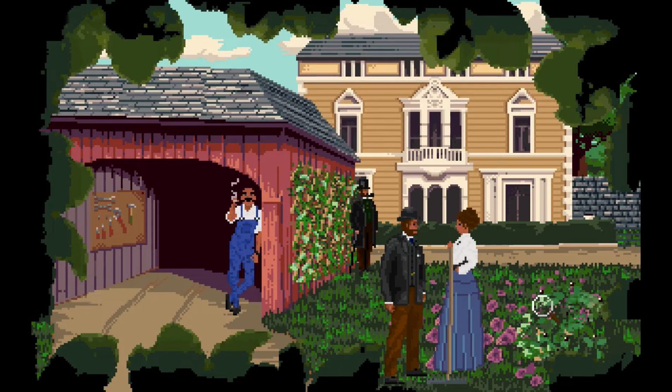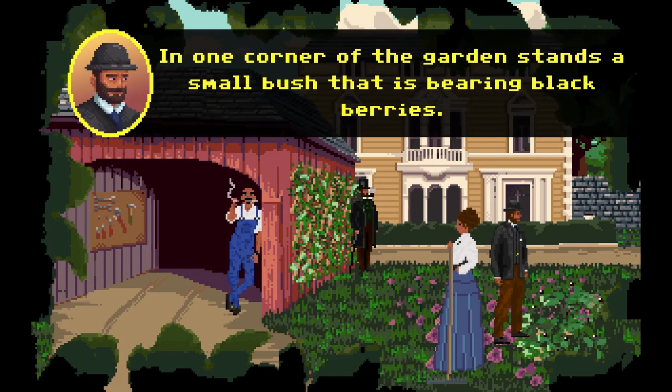But it's quite all right. She isn't very torn up, is she? Okay, let's have a look at this. I want to know what's under these thingies. In one corner of the garden stands a small bush that is bearing blackberries.